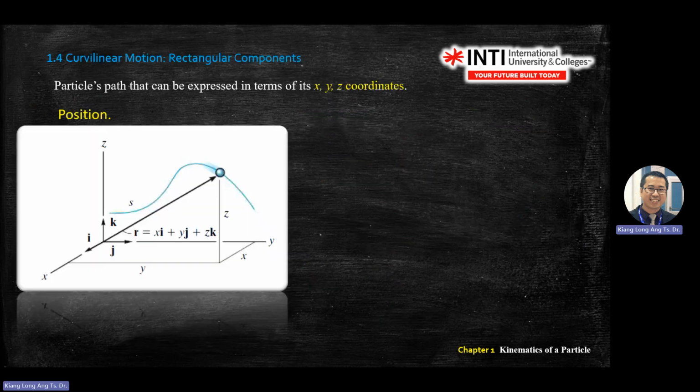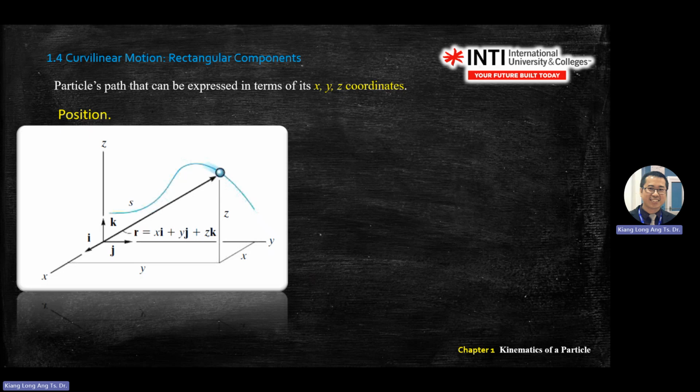And you have seen i, j, k, x, y, z. I, j, k, they are unit vectors. If you write i, it means the direction is toward x. If you write j, it means the direction is toward y direction. If you write k, it means in the z direction.